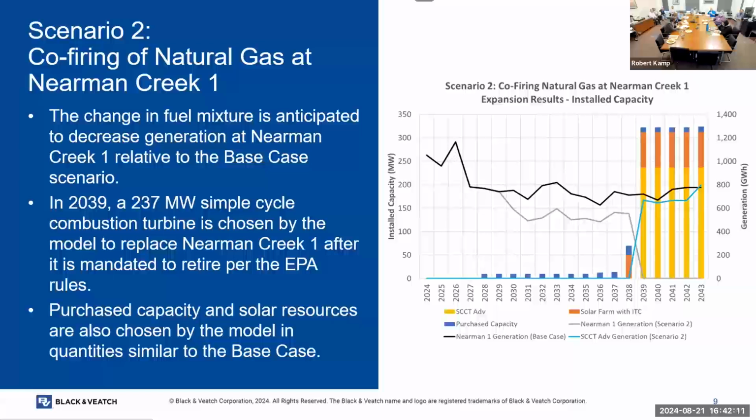Now, again, because it runs on natural gas, its fuel costs will be a little higher than if it was Nearman Creek 1 running on coal. But that new combustion turbine is going to represent much more advanced technology, and it's a much more efficient plant, so it can burn that fuel more efficiently.